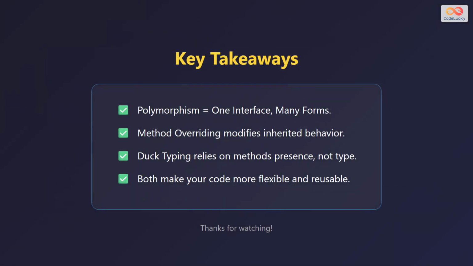To wrap up, remember that polymorphism allows for a single interface with many forms. You can use method overriding to modify inherited behavior, or use duck typing to rely on an object's behavior rather than its class. Mastering these concepts will help you write versatile and reusable Python applications.